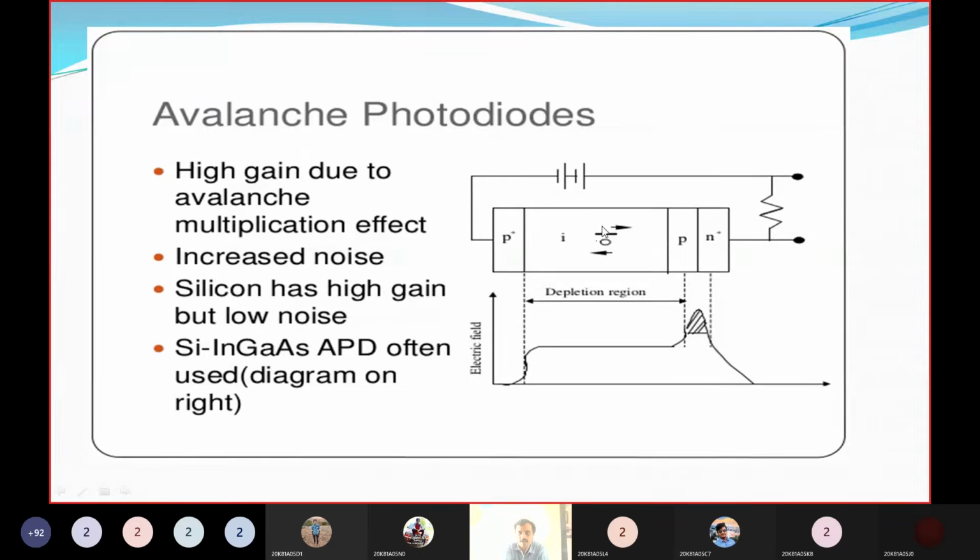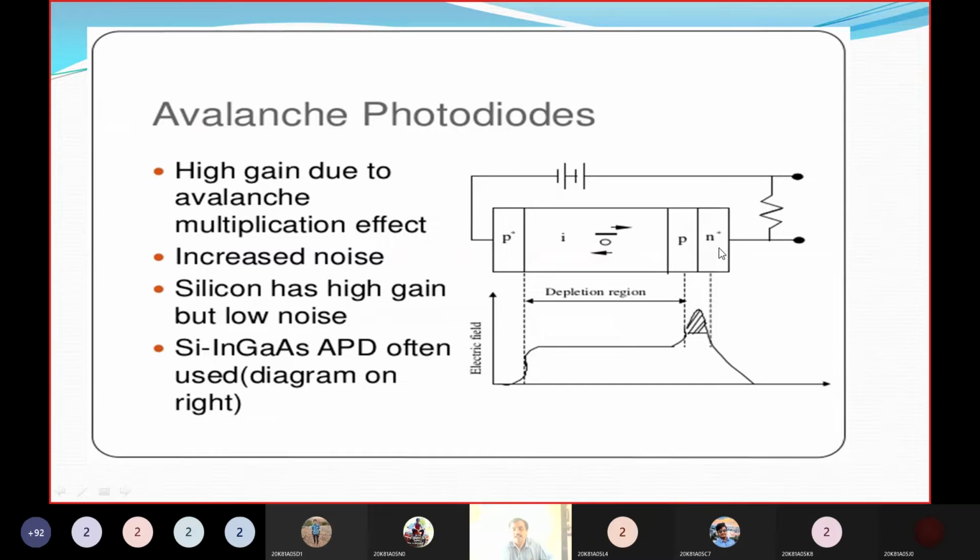That's why, here, this is one junction and this is another junction. This junction is already widened because of the reverse bias, so the width of the depletion region increases. Now there is another junction in between the P and N region.